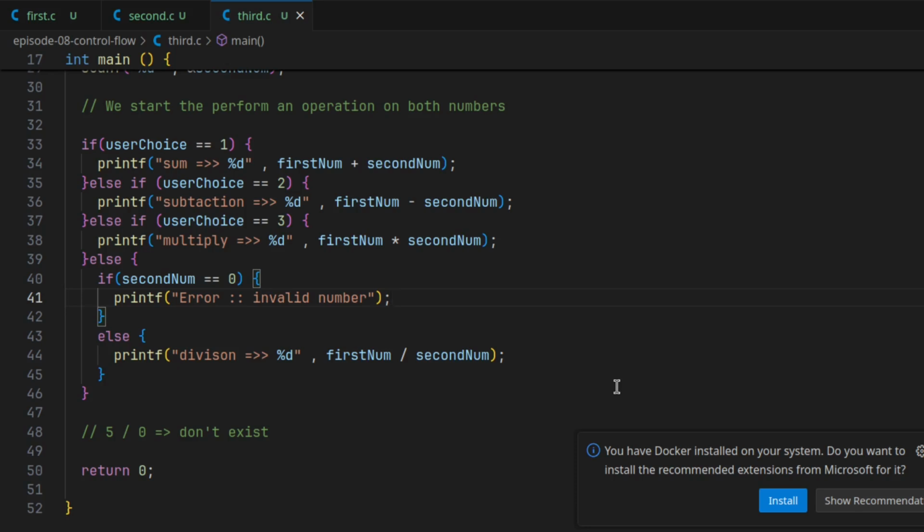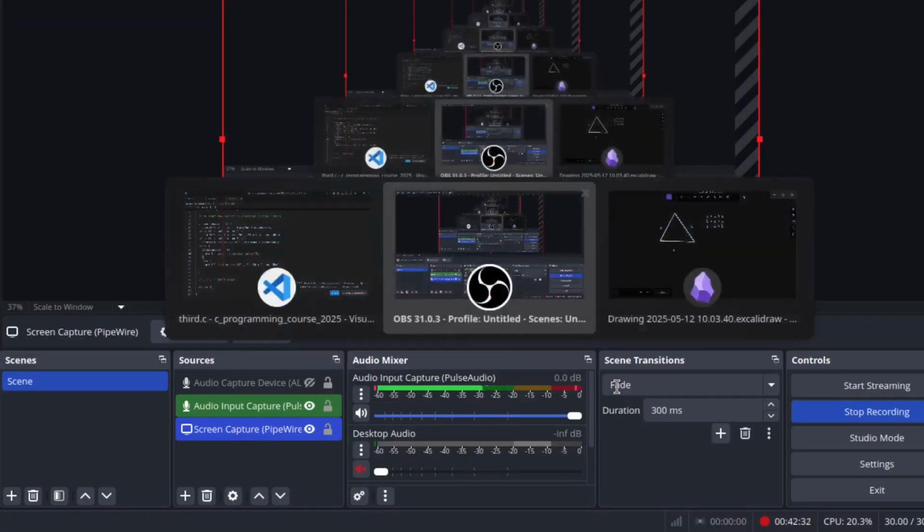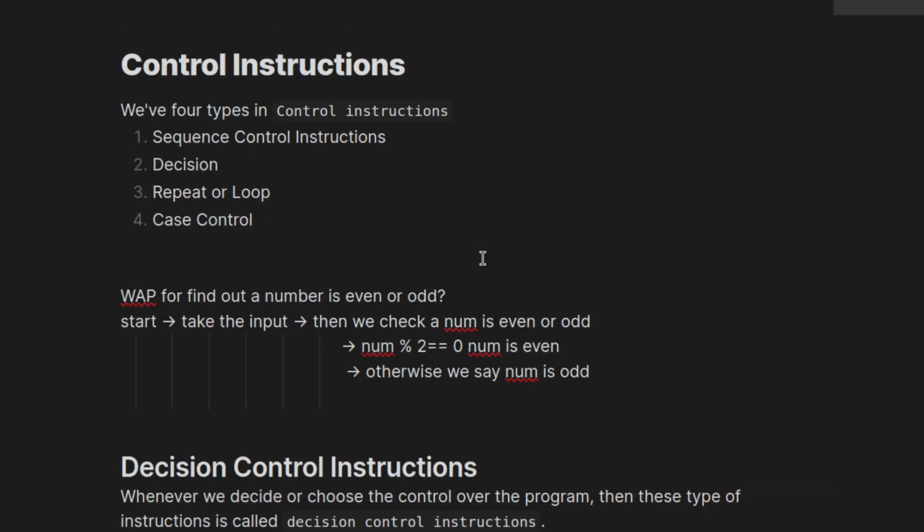So I revised the whole lecture, what I learned and what you learn in this lecture. We have control instructions, and in C we have 4 types: sequential control, decision making, repeat or loop type of instruction, and last one, but very important for us, the case control. Sequential control instructions are very easy. Sequential control ensures every line of your program runs one by one, like line number 1, then line number 2, then line number 3, like that.